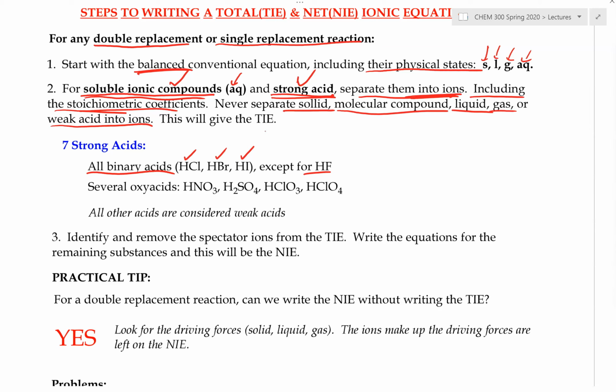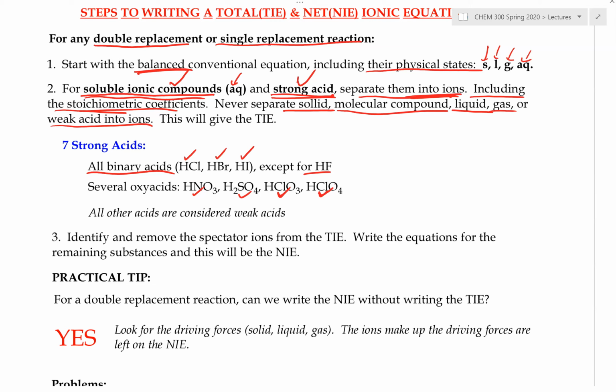And now there are 4 of the oxy acids that are also considered to be strong acids as well. And they are the nitric acid, the sulfuric acid, the perchloric acid, and the chloric acid. So this is the chloric and this is the perchloric acid. So these are the 4 strong oxy acids right here. And combined together, these are the 7 strong acids.